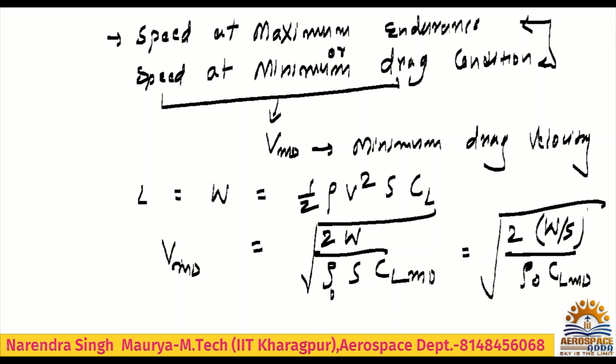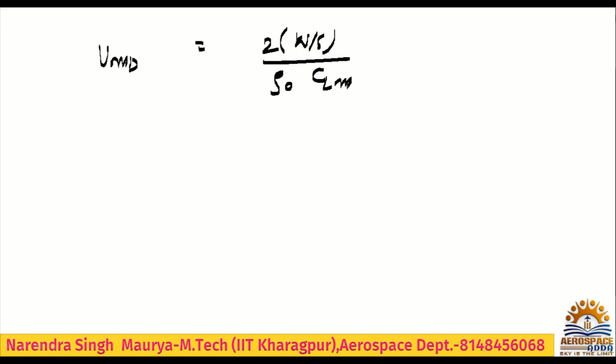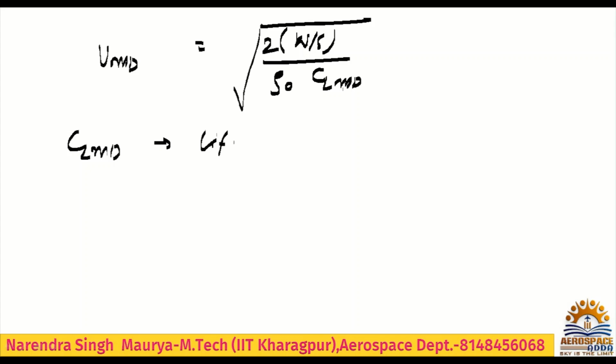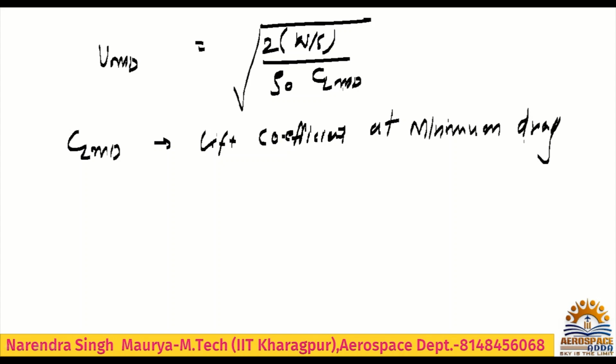This will be the value. All right, now we'll go for this. V_W is equal to 2 W by S rho naught C_L_MD. Now this is your concern, C_L_MD. So what is the C_L_MD? It is nothing but the lift coefficient at minimum drag, right? At minimum drag.